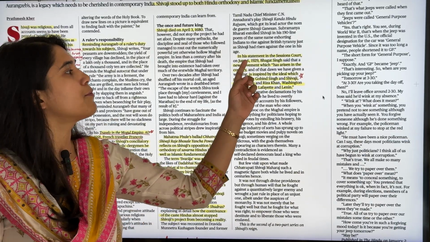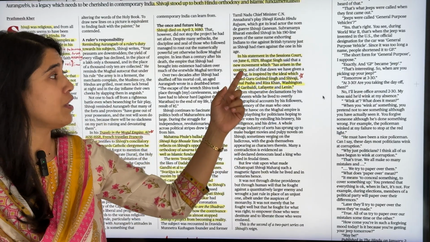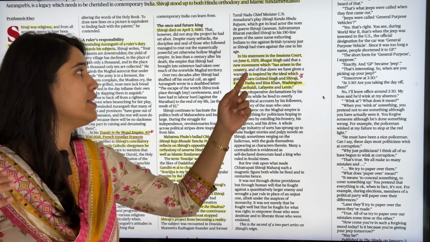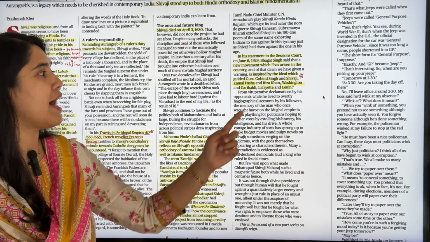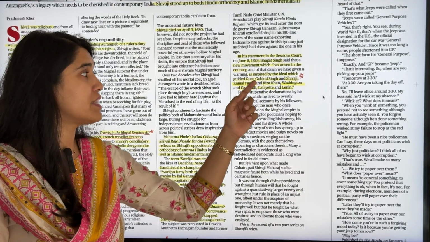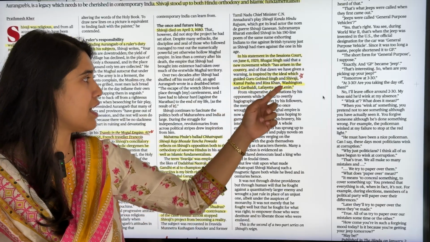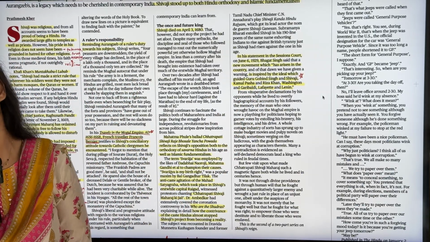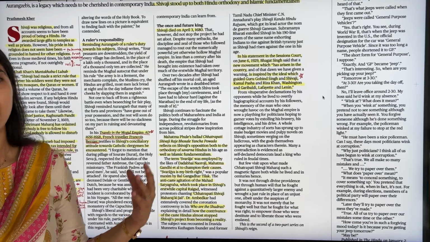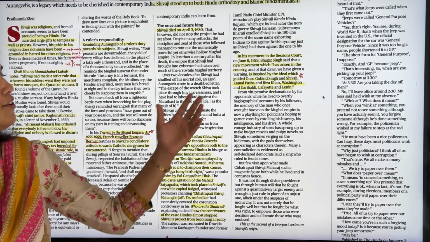In his statement in the session court on June 6, 1929, Bhagat Singh said a new movement which has arisen in the country is inspired by the ideals guided by Guru Gobind Singh, Shivaji, Kemal Pasha, Reza Khan, Washington, Garibaldi, Lafayette and Lenin. So Shivaji was an inspiration for all kinds of leaders: moderates, extremists and revolutionaries.